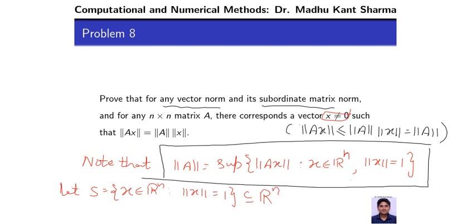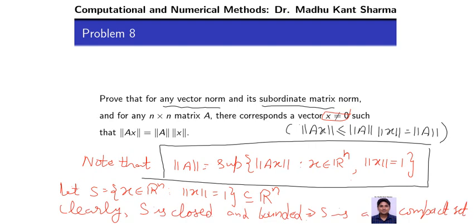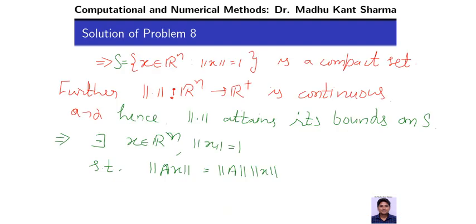S is closed and bounded. So if a set is closed and bounded for a finite dimensional space, then it is compact. Okay, and so if you have a continuous function on a compact set, then it always attains its bounds on the same set. You can easily verify that norm is a continuous function.